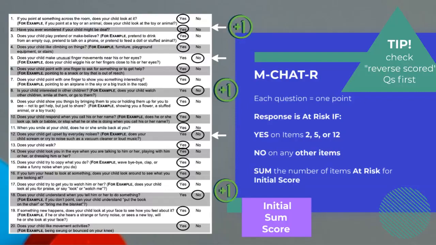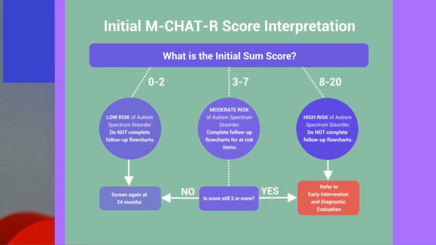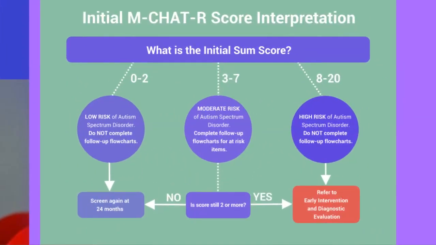What do you do with this initial sum score? Or in our example, with an initial sum score of 3. We have developed a useful flowchart that helps guide you through what should happen next, depending upon the initial sum score. First, we will cover what happens next when the initial score indicates a low or high risk of ASD. Then we will discuss the process when an initial score indicates moderate risk.